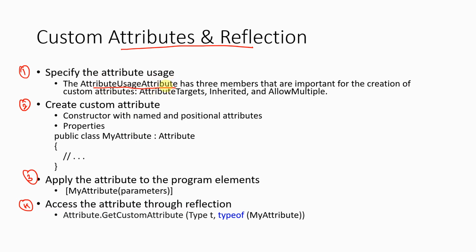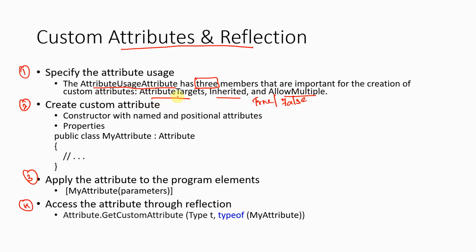This attribute usage has 3 members: attribute target, inherited, and allow multiple. The target specifies to which element this attribute should be applicable. Inherited: if I create an attribute for one class, should it be inherited in the derived class also. Allow multiple: whether the same attribute can be reused on the programming element multiple times. These 2 values are either true or false.